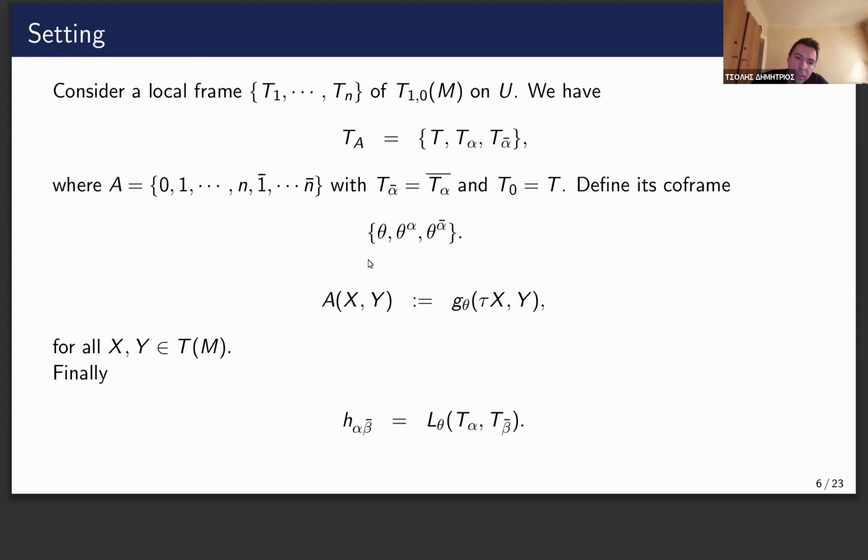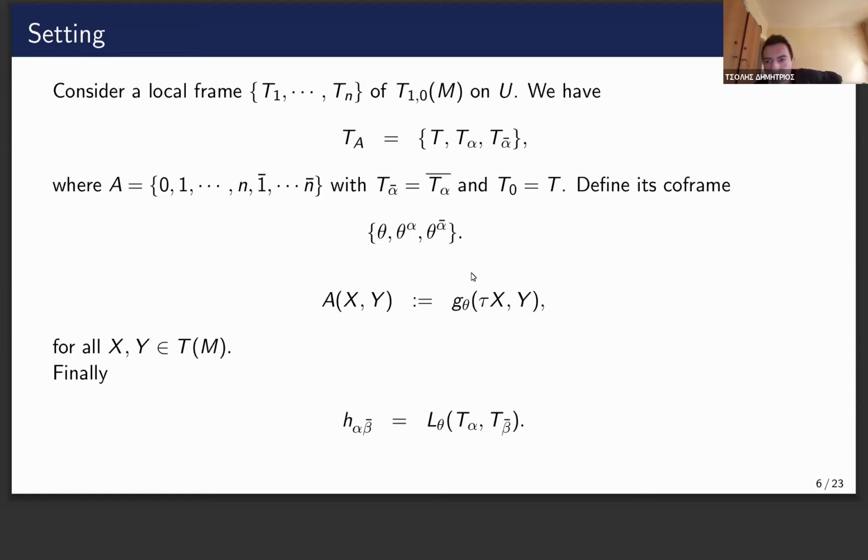We also define this alpha x and y to be this g theta, which is just the Webster metric that we talked about in the previous time. And we have the torsion, because here, as we said, the Tanaka-Webster connection has torsion, and this is the torsion 1-form.